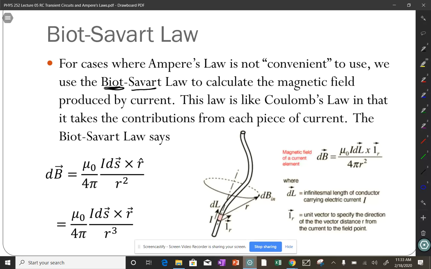Now we're going to have the same type of thing going on with magnetism. We could do it both ways, but we want to choose the easiest one. So if you have a nice symmetry, Ampere's law is almost always the way to go. If you don't, then it's usually going to be the Biot-Savart law.